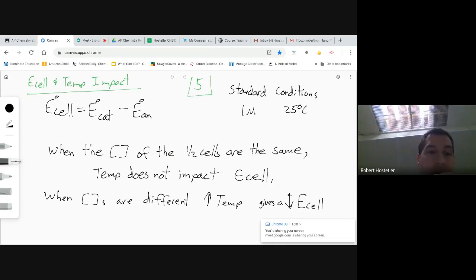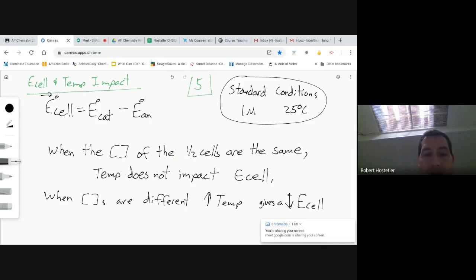Now, calculations they'll ask you about. Remember, E for the cell is the cathode minus the anode. These little circle guys up here just means the standard. So under standard conditions, which are 1 molar solutions of each and 25 degrees. So if you don't have those conditions, then these calculations don't work. You can use the Nernst equation to figure that out. They don't make you calculate it.